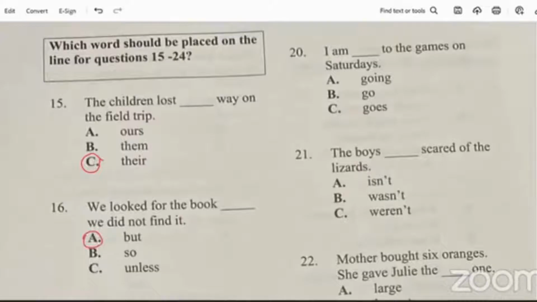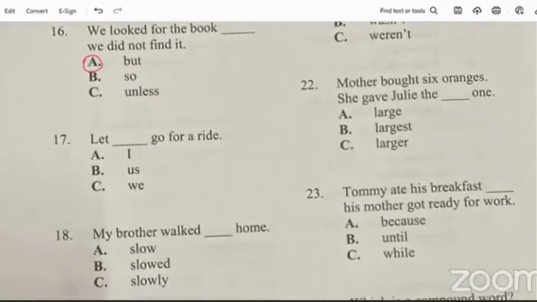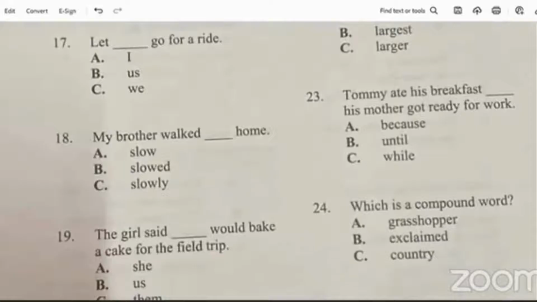All right, let's get to question 17. Let blank go for a ride. Is it let I go for a ride? Let us go for a ride? Let we go for a ride? The answer is B, let us go for a ride.